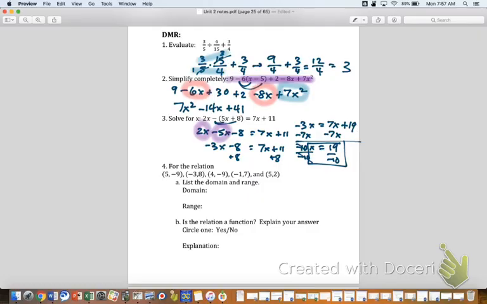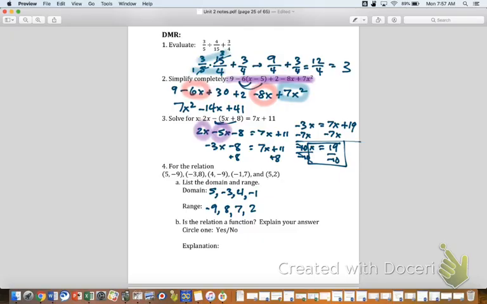Okay. So then, lastly, number 4, sorry. Domain would be all of your x values. So this would be 5, negative 3, 4, and negative 1. Do you see how the 5 is repeated? I do not have to list it twice. It's just part of the domain. My range would be all my y's: negative 9, 8, the negative 9 again, 7, and 2. That's my domain, that's my range. Remember, domain goes with your inputs or your x's. Range goes with your outputs or your y's.